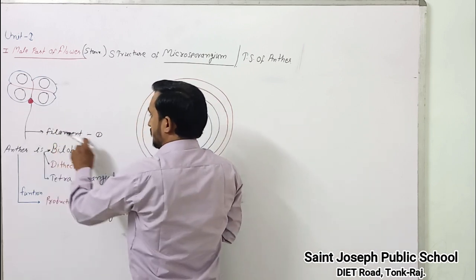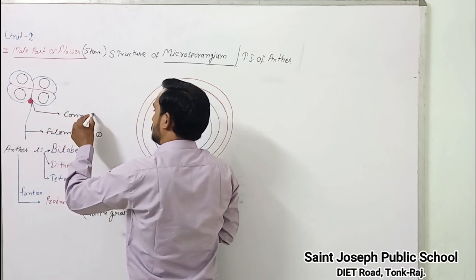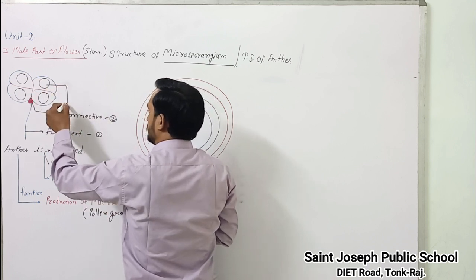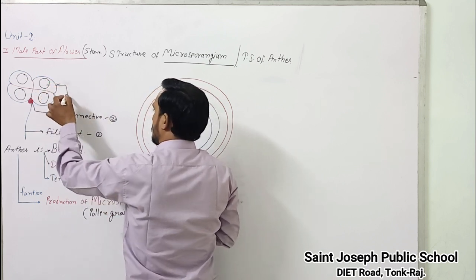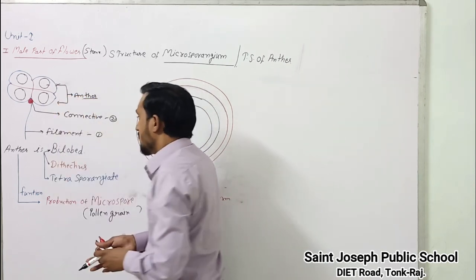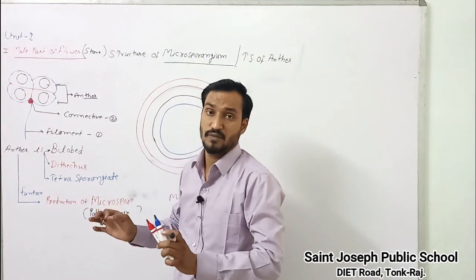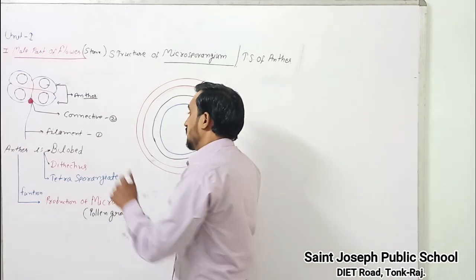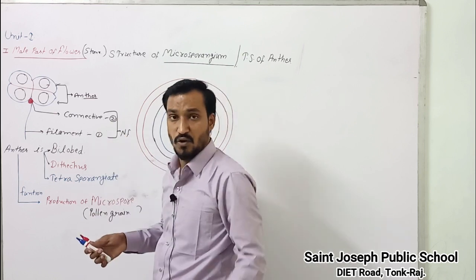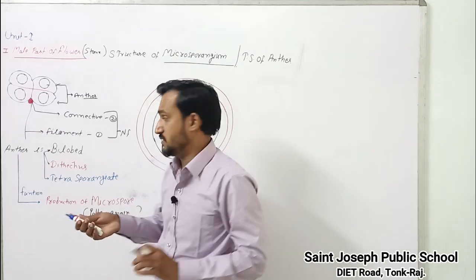Number one, filament. Number two, connective, and number three is anther. Now I want to draw your attention: connective and filament both do not participate in reproduction. Therefore, these are non-fertile parts of the flower. Non-fertile part means that it does not participate in reproduction.